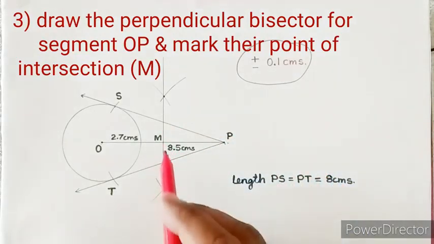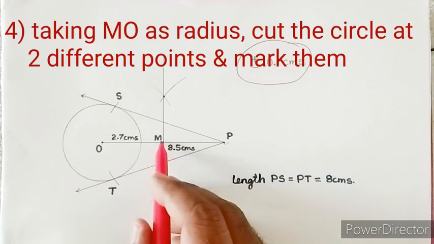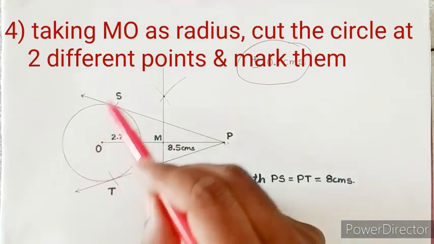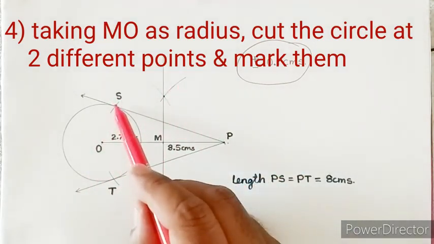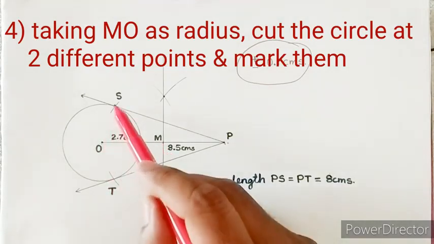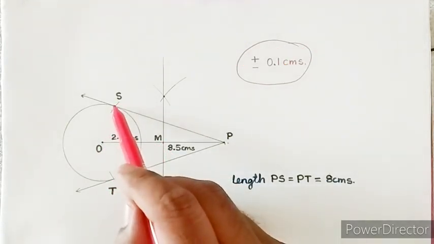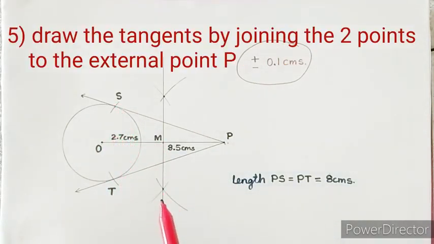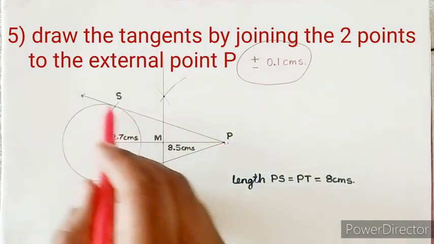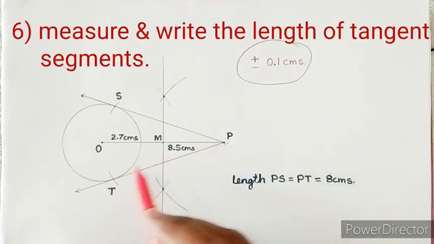Once you get the perpendicular bisector, keep your compass at M. Taking MO as the radius, you can cut the circle at 2 points, or you can draw the full circle also, but we need only these 2 points. So taking MO as the radius, cut the circle at 2 points. So those will be the points where the tangents meet the circle or touch the circle. So from this external point P, you can draw the tangents, and in the end you have to measure the length of the tangents and write.